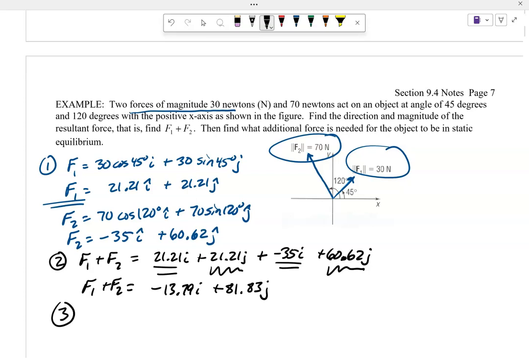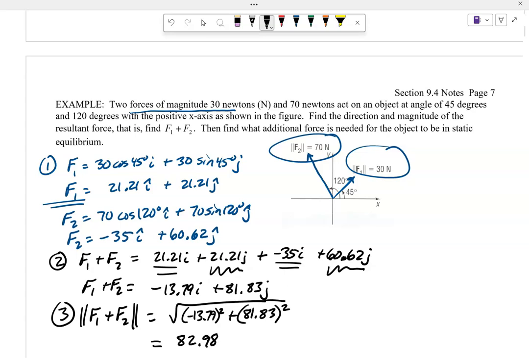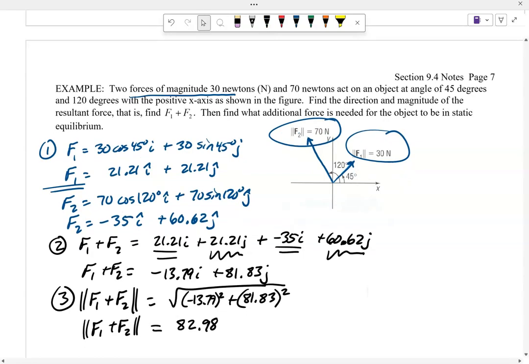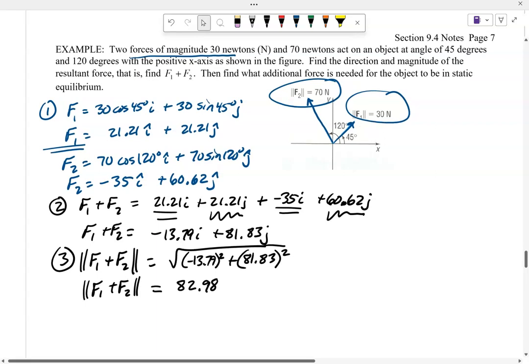Step number 3, let's find the magnitude now. The magnitude of this resultant vector would be the square root of a squared, there's the negative 13.79 squared, plus b squared, that 81.83 squared from the resultant vector. And that ends up being 82.98 when I run the square root on that. That's our magnitude. It's the length of the resultant vector. Resultant force, if you will.